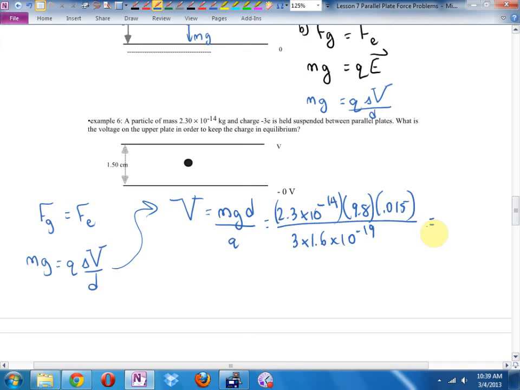Now again, Millikan wasn't interested in the voltage. He was interested, Jimmy, in finding q, so he would change the voltage until he got it hovering. We'll show you a video on that in just a second. So about 7,040 volts, if I go to 3 sig figs.